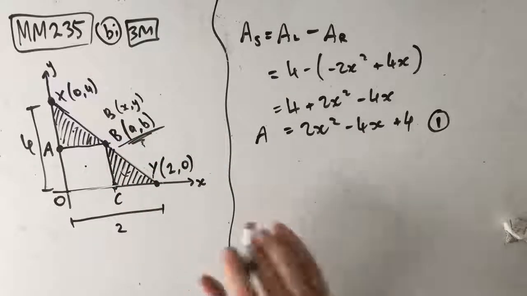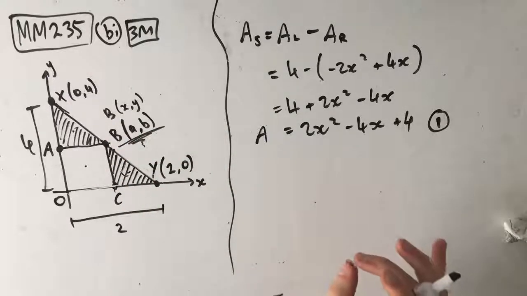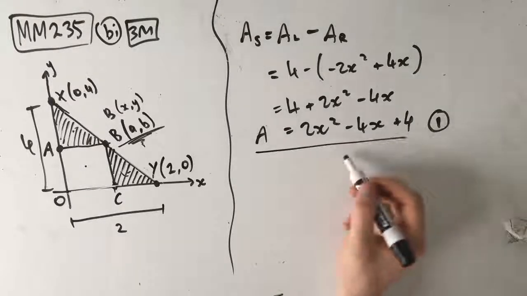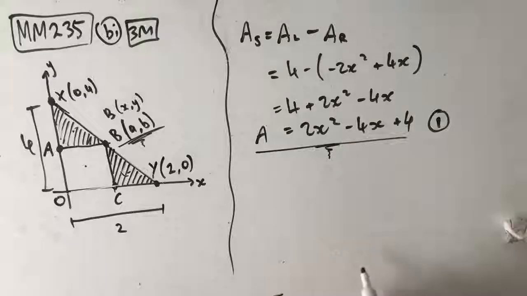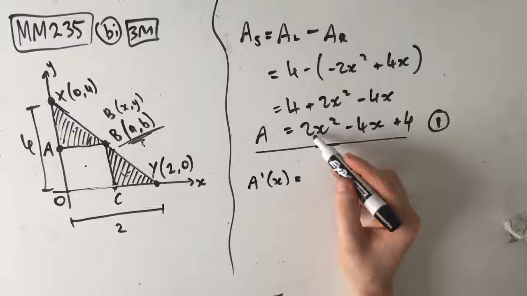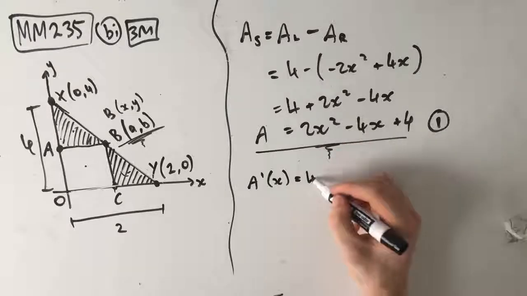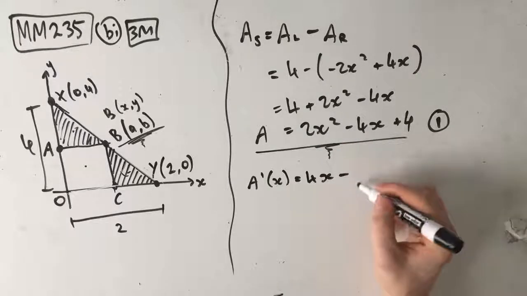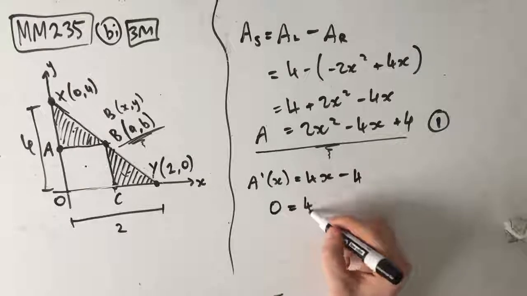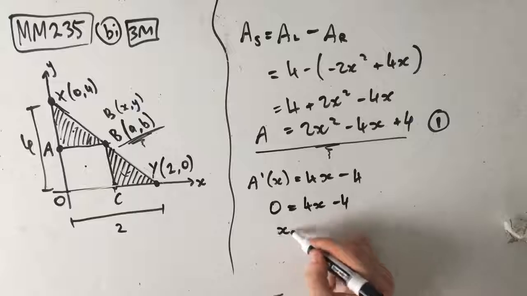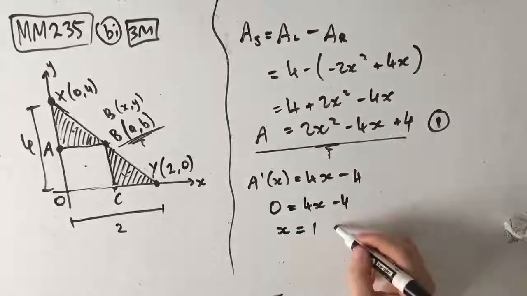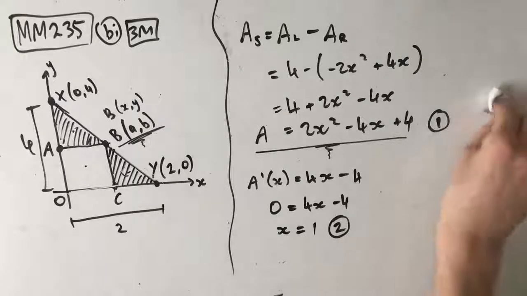All right. So from here, if the area is at a maximum, that means that our derivative function of our area is equal to 0, which means we're going to need to find our derivative function. So A dash of x is equal to the derivative of this. So this 2 comes out the front, and we get 4x minus 4. We know that this has to equal 0 because it's at a maximum. So 0 equals 4x minus 4. So x equals 1. Awesome. That's our second mark.